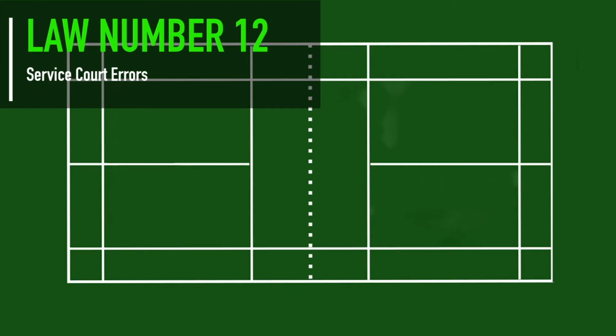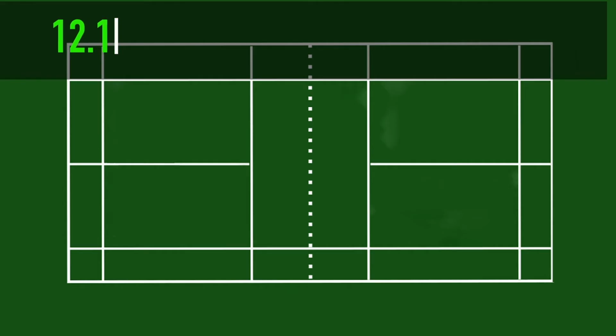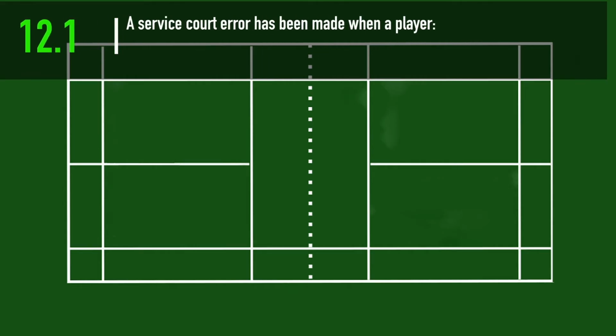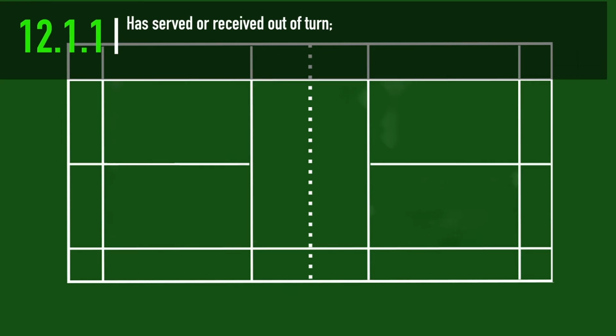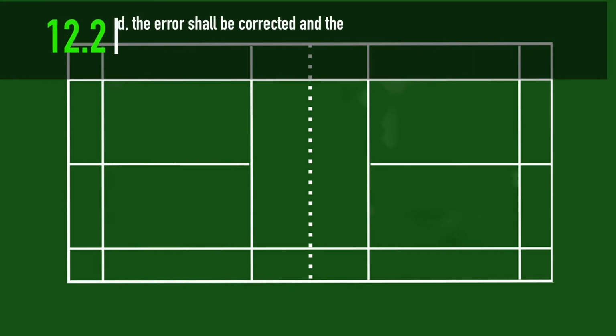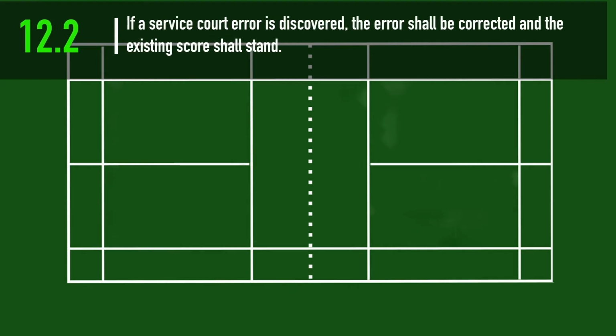Law 12, Service Court Errors. A service court error has been made when a player has served or received out of turn, or has served or received from the wrong service court. If a service court error is discovered, the error shall be corrected and the existing score shall stand.